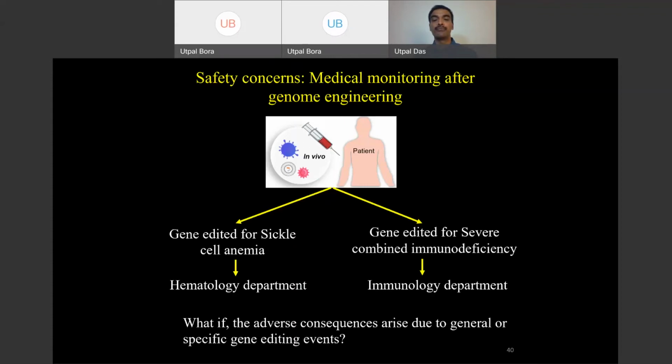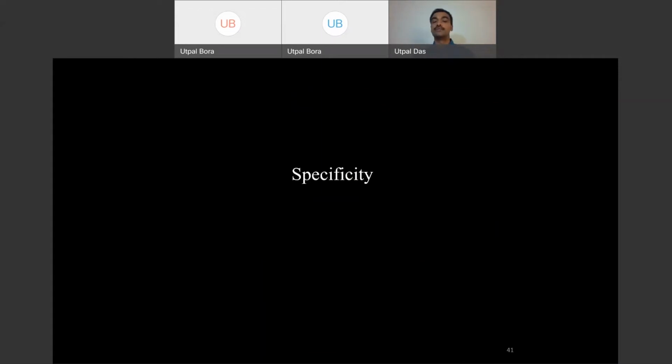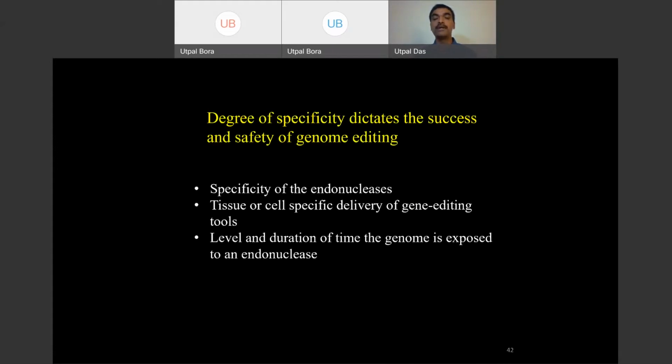And I think we are at a point where we really need to be concerned about different safety issues, right? So I think, okay, we should go to the specificity issue. Safety and specificity move hand in hand. If there is more specificity, there should be fewer safety issues and vice versa. But still, I'll try to describe a little bit on specificities, especially related to nucleases.